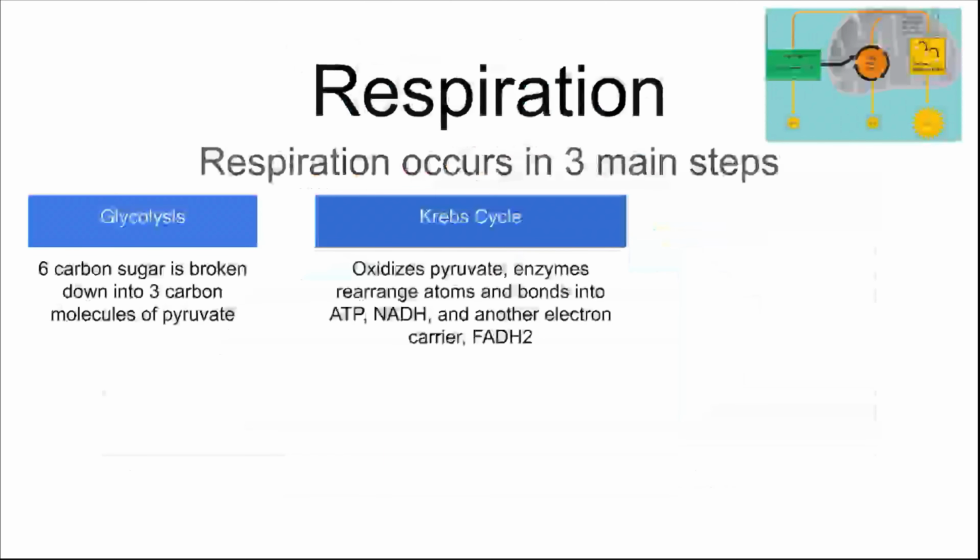There's also the citric acid cycle, or the Krebs cycle. This cycle oxidizes pyruvate. Enzymes also rearrange atoms and bonds into ATP, NADH, and another electron carrier, FADH2. These are all important high-energy molecules.